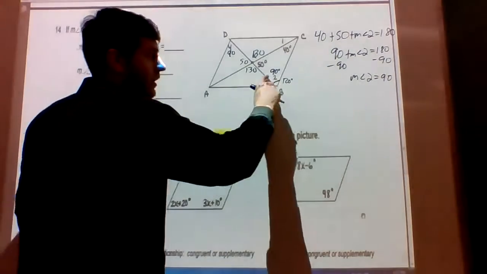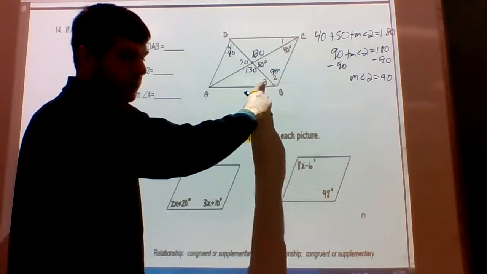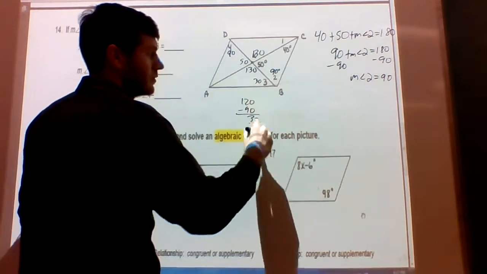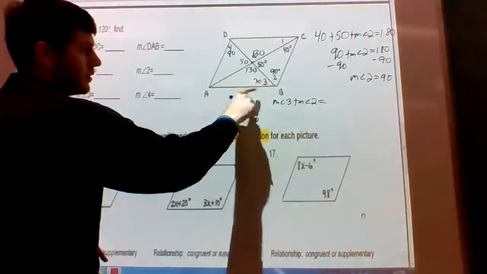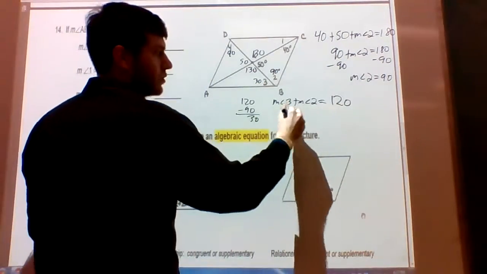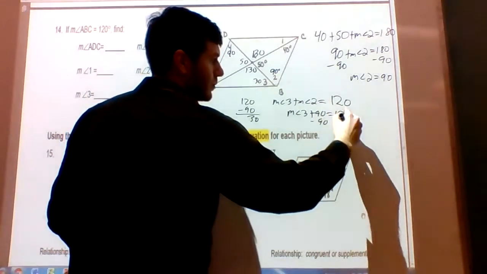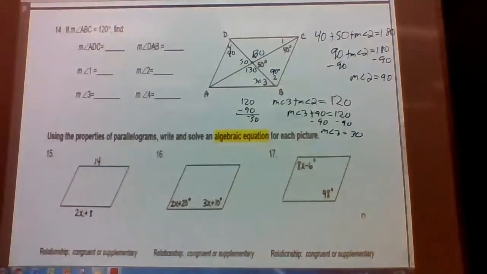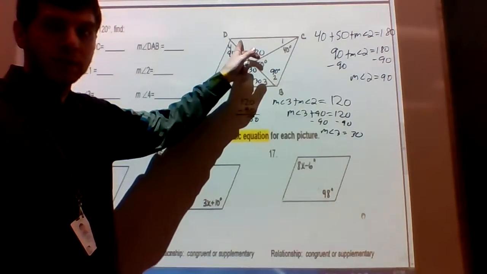So if this whole thing here, these two pieces put together is 120, and that's 90, this one is going to have to be 30. Right, 120 minus 90 is going to give us 30. The measure of angle 3 plus the measure of angle 2 is going to be 120. We found the measure of angle 2 to be 90, so the measure of angle 3 plus 90 is 120. Then we subtract the 90 from both sides, and the measure of angle 3 ends up being 30 degrees.